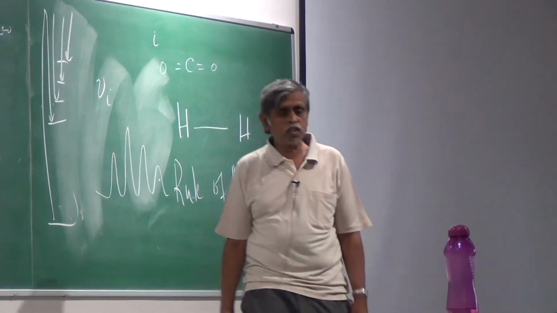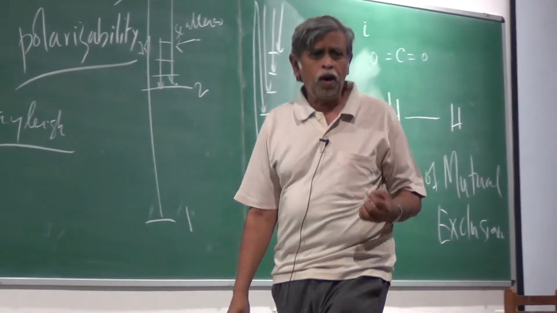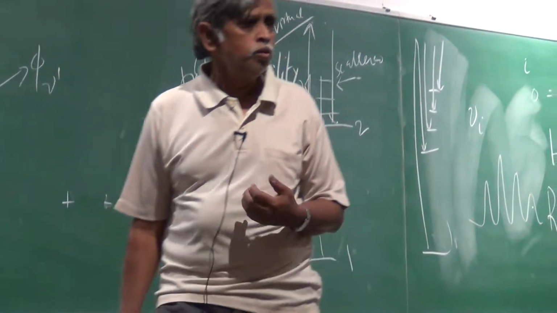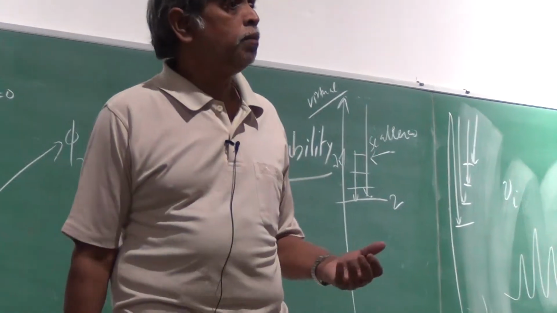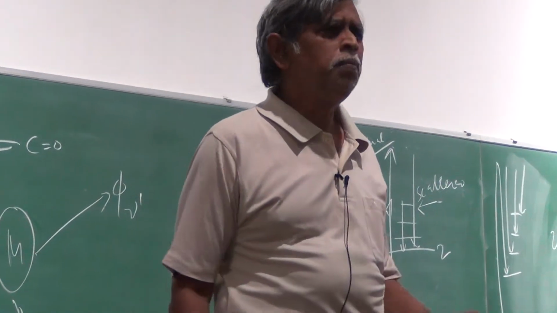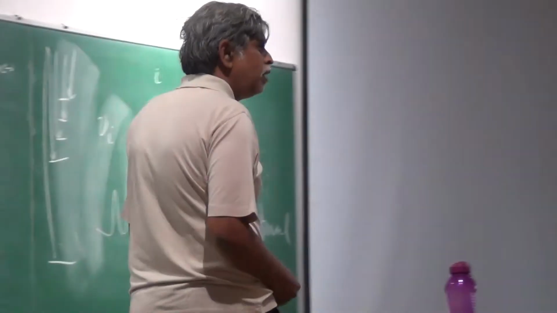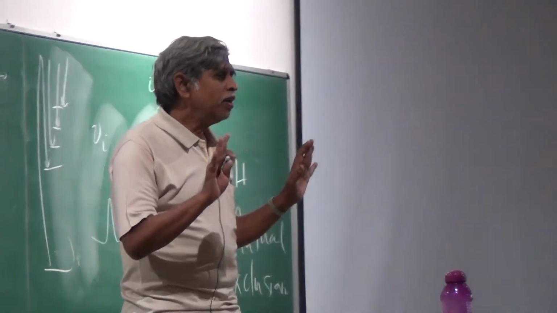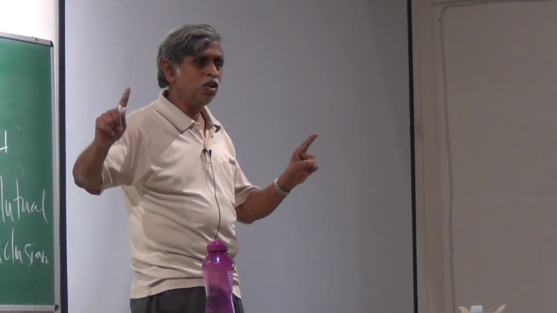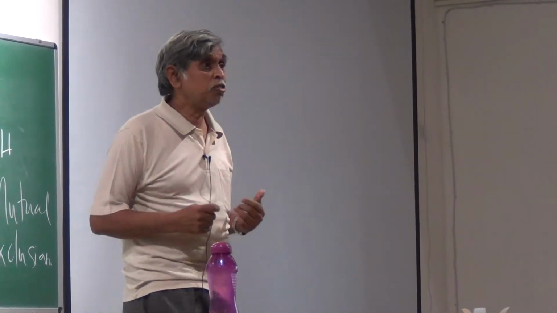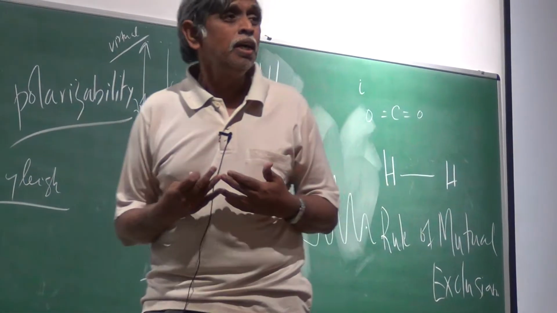The rule of mutual exclusion is quite powerful really, because it tells you quite something about the nature of the molecule. Let's assume that you have recorded a Raman spectrum and an infrared spectrum. And systematically you find that features that you see in one, you do not see in the other. What is it telling you straight away? It's telling you that you are looking at a molecule with possibly a center of inversion.